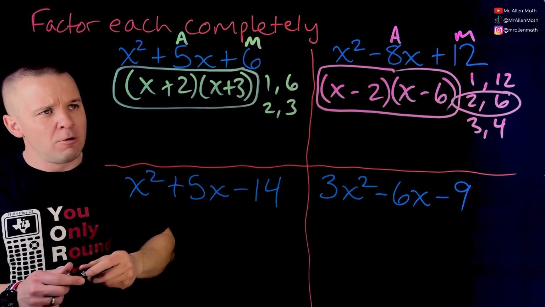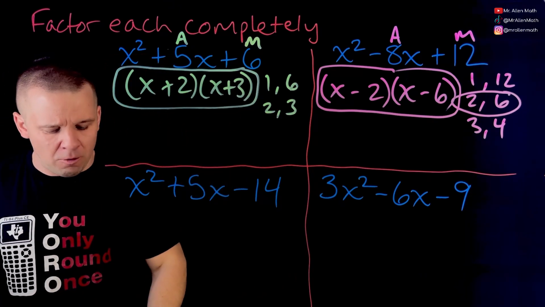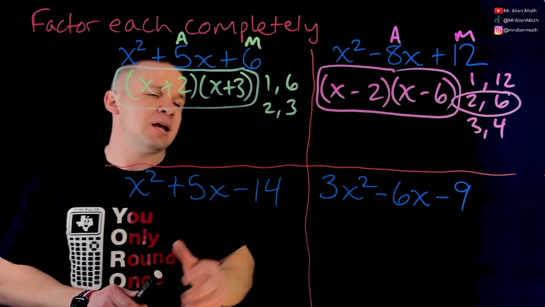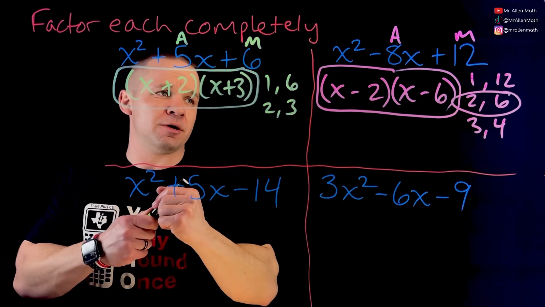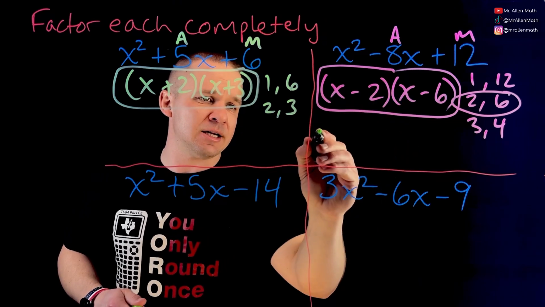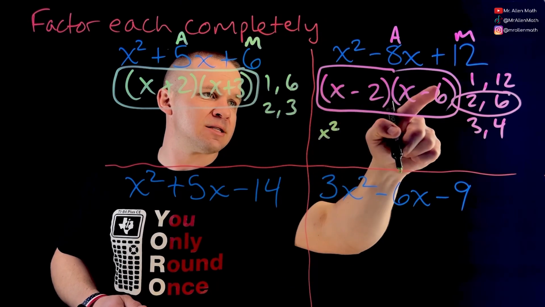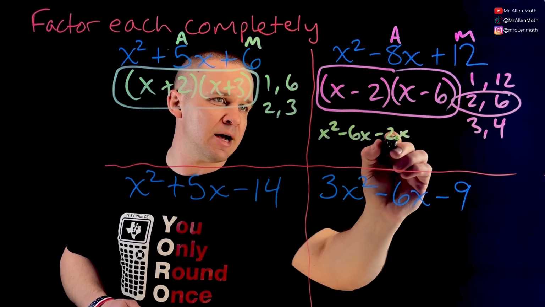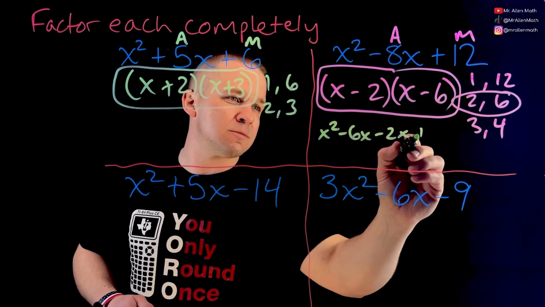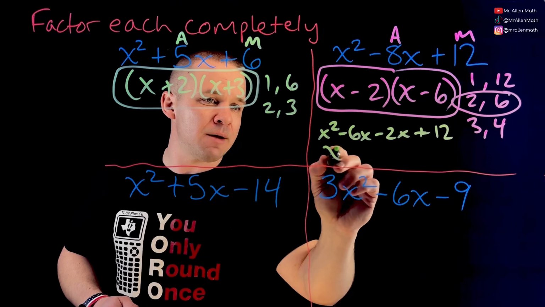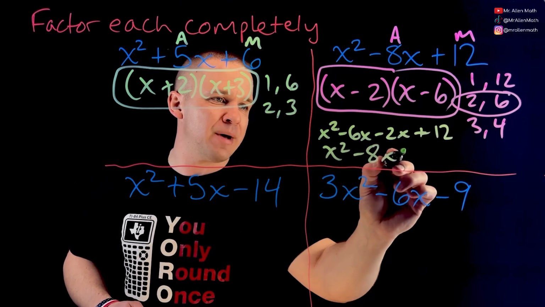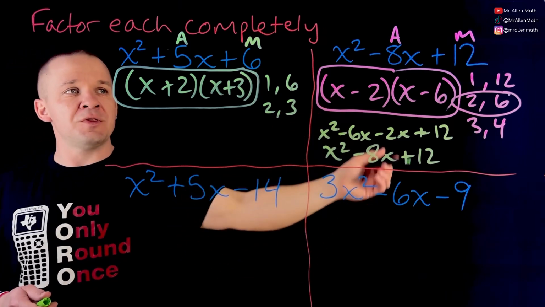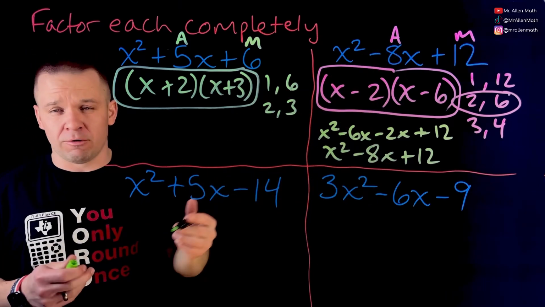Where did it go? Well, this right here, this form, and you don't have to do this every time, but it is a nice way to check. If I were to multiply this out, right, distribute, and I multiplied x times x, I'd get x squared. If I multiplied x times negative 6, I get negative 6x. Negative 2 times x is negative 2x, and negative 2 times negative 6 is positive 12. And when I combine my like terms, oh my goodness, I get back to the original problem. All right, so this is called factored form. This is called standard form, or general form, some call it.